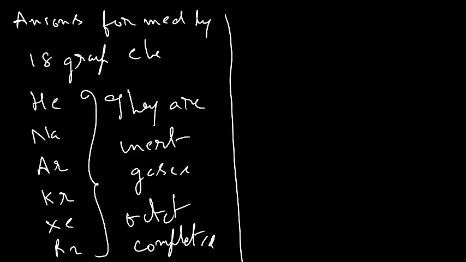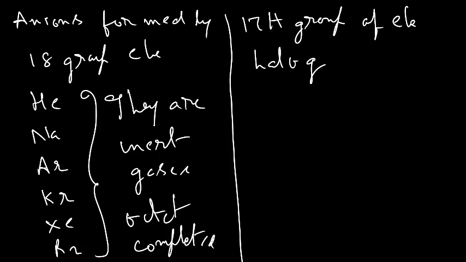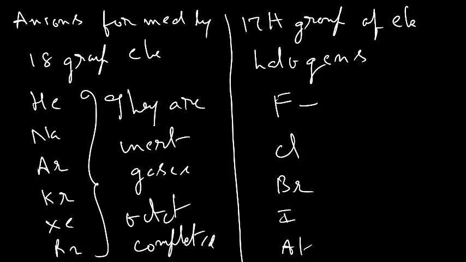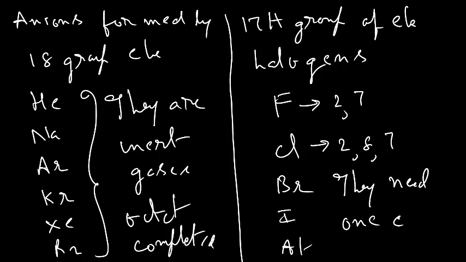On the other hand, the 17th group of elements are called halogens. What are halogens? Fluorine, chlorine, bromine, iodine, astatine. So the configuration is 2-7, 2-8-7. So they have 7 electrons in the outermost shell. Therefore, they need 1 electron to form octet configuration. Therefore, they form uni-anions or negative ions.